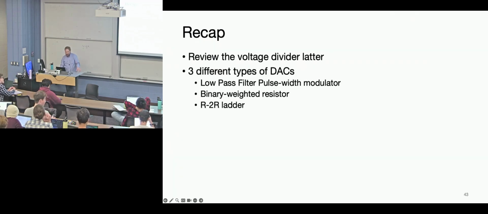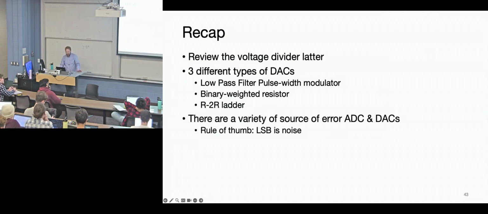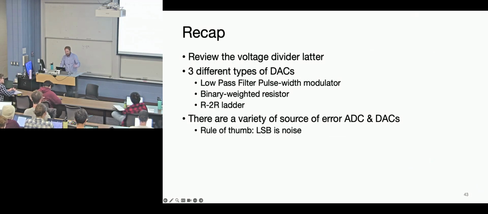Voltage ladder, 3 types of DACs: the low pass filter, binary weight, R2R ladder. There's another one that's a sigma delta DAC. It's beyond this course, but this is the 4th kind that's often used. We talked about sources of errors. The rule of thumb is the least significant bit is noise. I would say for any DAC, the least significant bit is noise, but in a noisy system, maybe the lowest 2 bits, depending if it's a high resolution system like 12 bits.